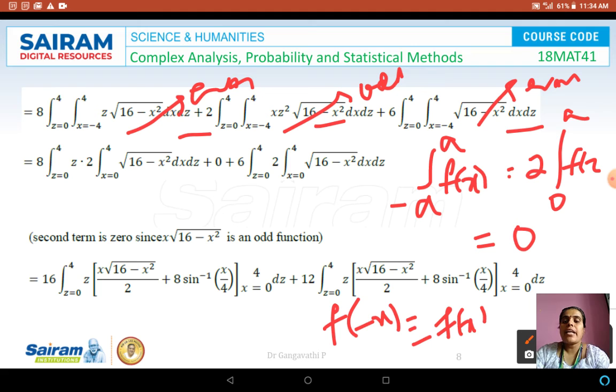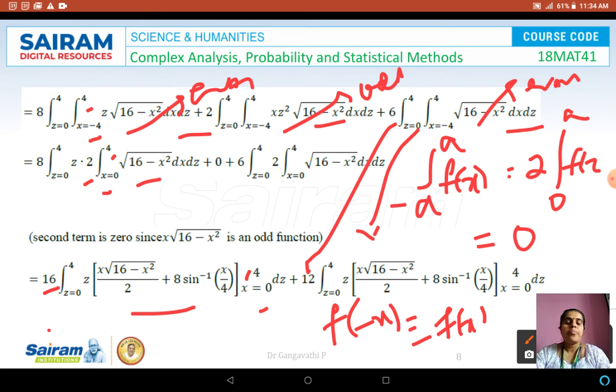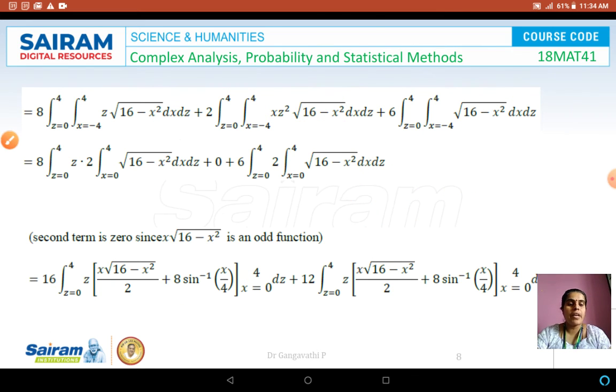So we can write the integral from minus 4 to 4 as 2 times the integral from 0 to 4. So with that we get 16. 8 into 2 is 16, and the integration of which is this between the limits 0 and 4. So the second term becomes 0, and straight away we will integrate the third. The integral from minus 4 to 4 can be written as 2 times, so 6 into 2 becomes 12, and z into x into root of 16 minus x square by 2 plus 8 into sine inverse of x by 4 between the limits 0 and 4.